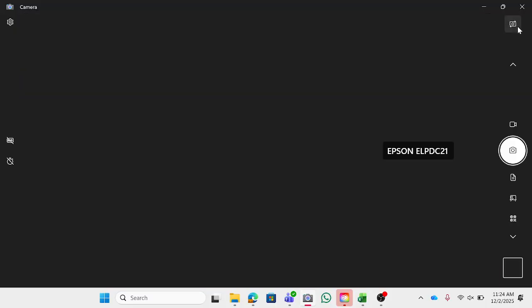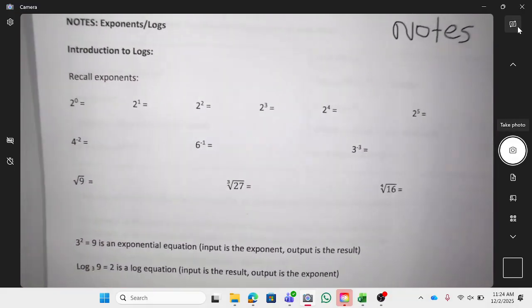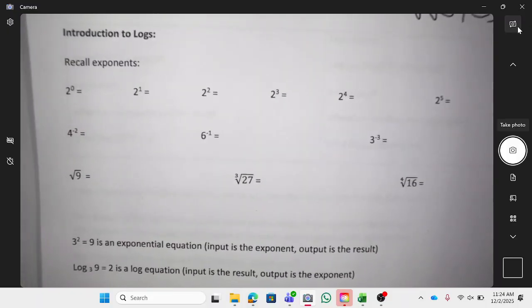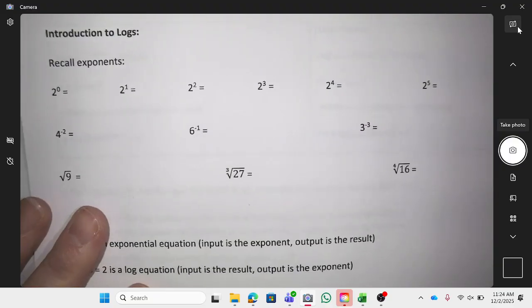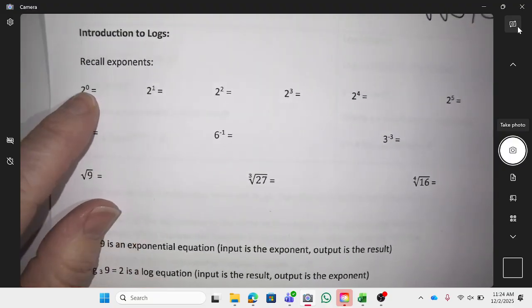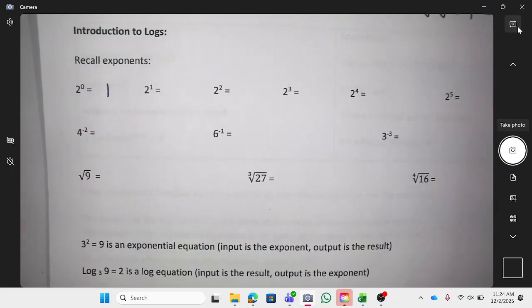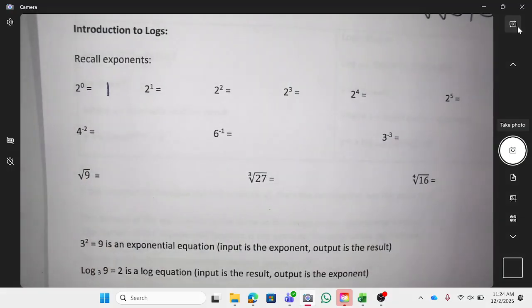Okay, so an introduction to exponents and logs. It's going to be very essential that we know some of our basic stuff from the past. Exponentially, if you have something to a zero exponent, we should always know that rule is 1, right? We also should know the rule of exponent 1. So anything raised to the power of 1 should be itself. Okay, so it's just going to stay at 2.